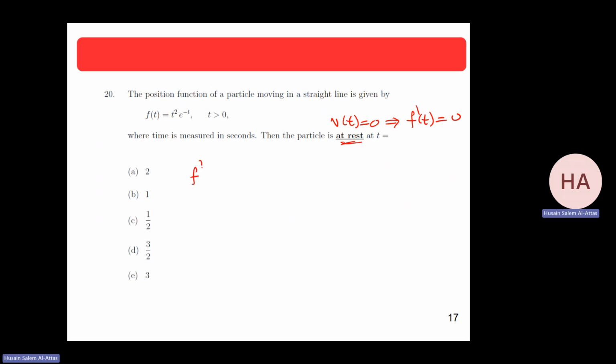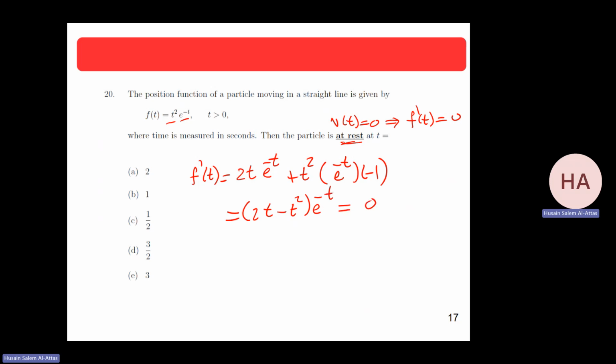So it will be f prime. That will be 2t times the other function, e to the minus t, plus t squared times the derivative of e to the minus t. What's the derivative of this? I need the chain rule, okay? It's e to the minus t times minus 1. Yeah, maybe this one should be in section 3.4. It's okay. So that will be 2t e to the minus t minus t squared e to the minus t. That should be equal to 0.